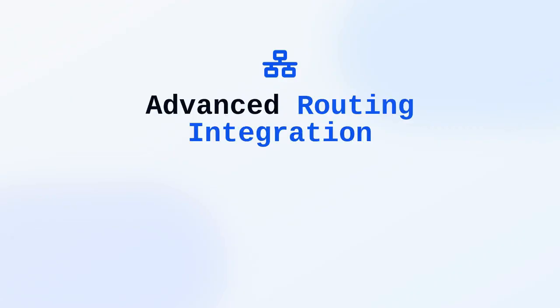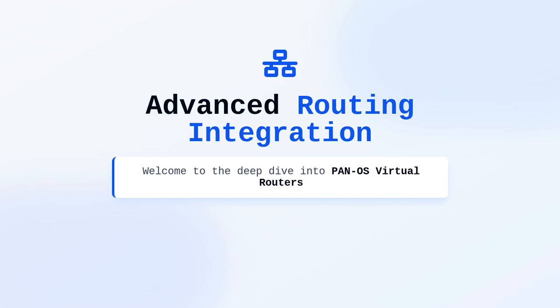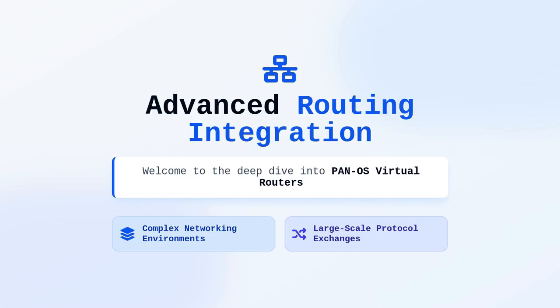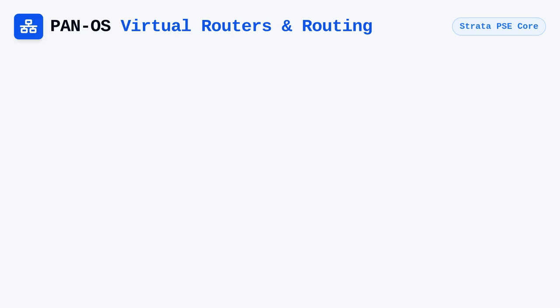Welcome to this segment on advanced routing integration. We are going to explore how Pano's virtual routers handle complex networking environments and large-scale protocol exchanges. In this chapter, we will master the intricacies of configuring core networking protocols and routing services directly within Pano's virtual routers to facilitate seamless network integration.